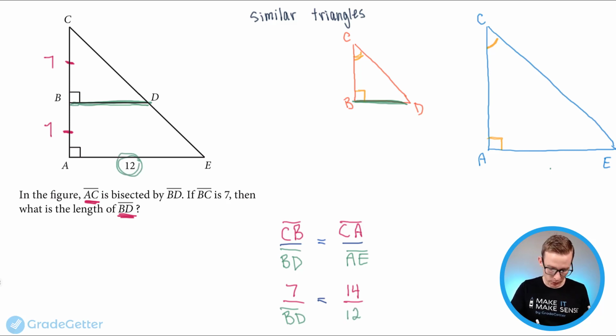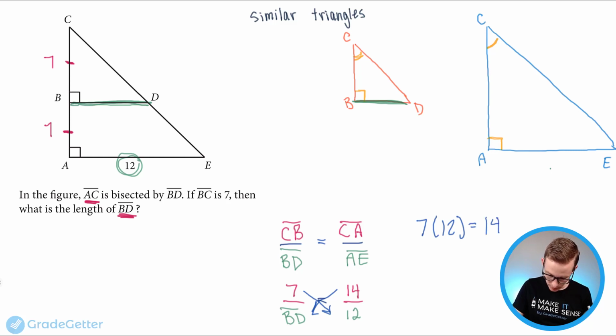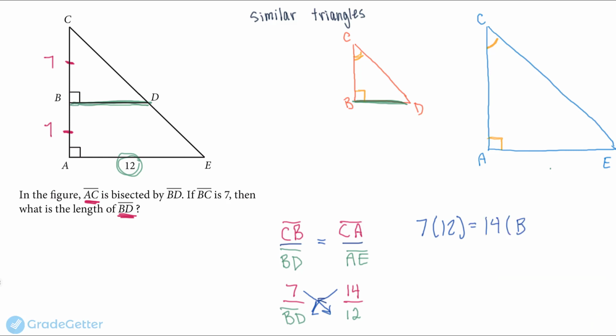And now we're pretty much done setting up the problem. All that's left to do is solve for BD. So we'll cross multiply here. So 7 times 12 equals 14 times BD. And then we'll divide both sides by 14 to get BD by itself.